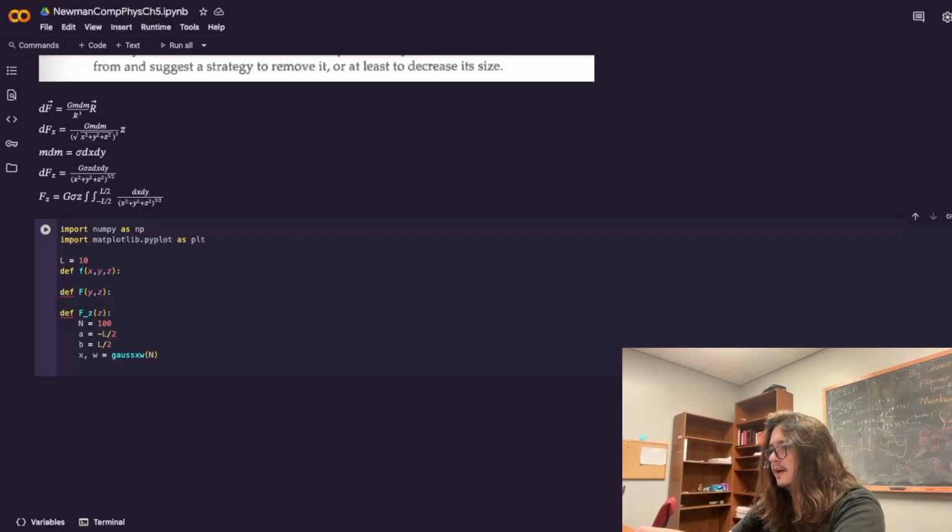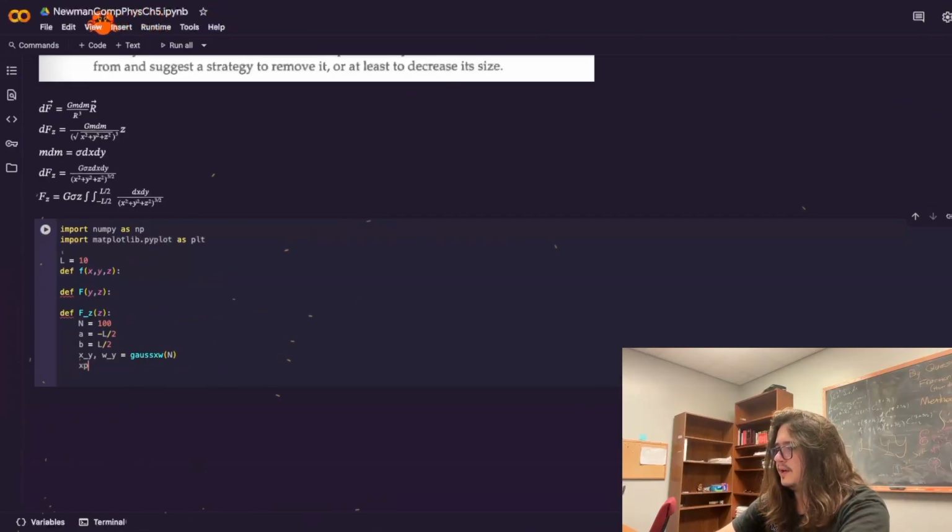I want to give these some subscripts so that we don't get them confused with the actual x and the actual y. For the other Gaussian quadrature that we have to do, since it's an integral over y, it's going to be x sub y, w sub y.